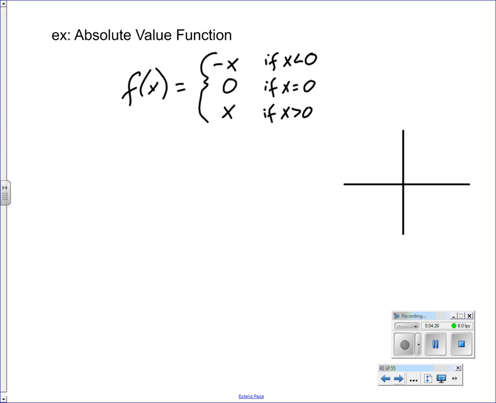So this is where the shape for our parent function comes from. For absolute value, we follow this rule. For x less than 0, we graph y equals negative x. Right at 0, we graph 0. And then to the right of 0, we just graph the line y equals x. So you can see that forms our parent function for the absolute value function. So absolute value is a piecewise-defined function. It's one example that we've already seen.